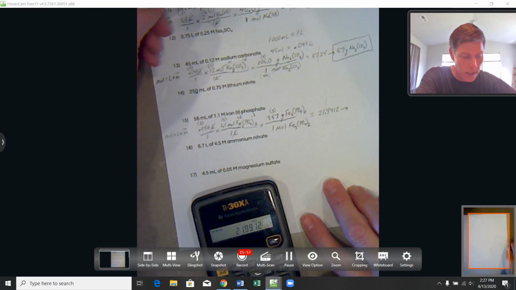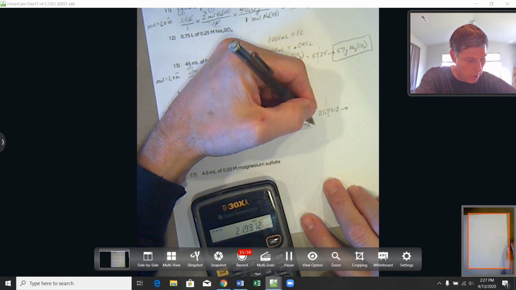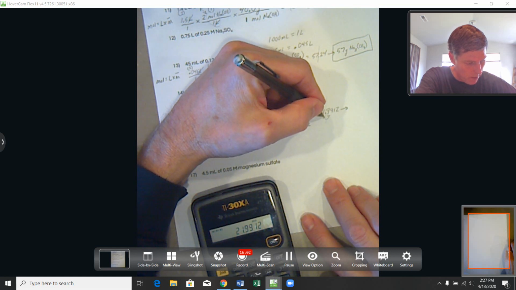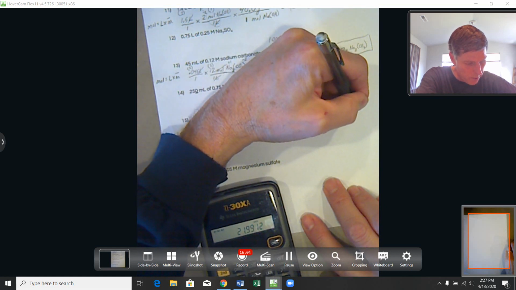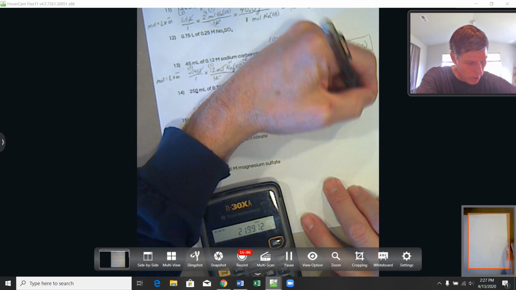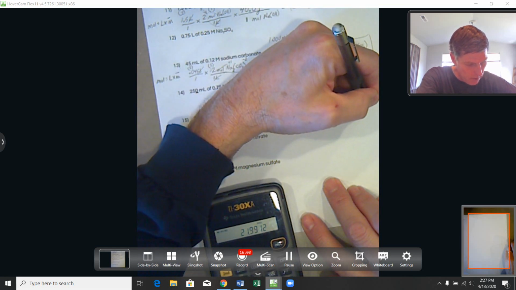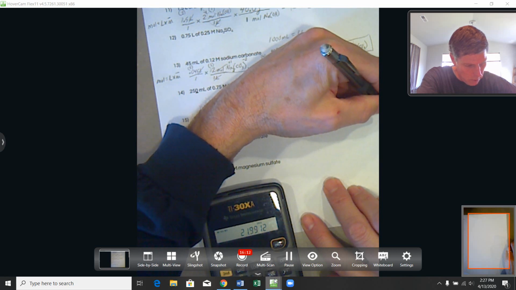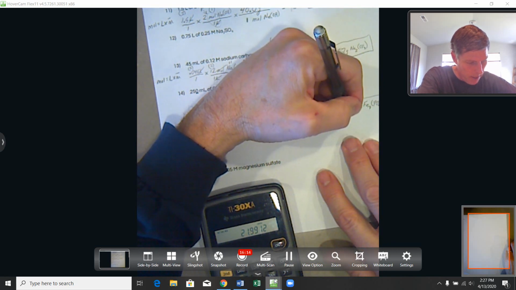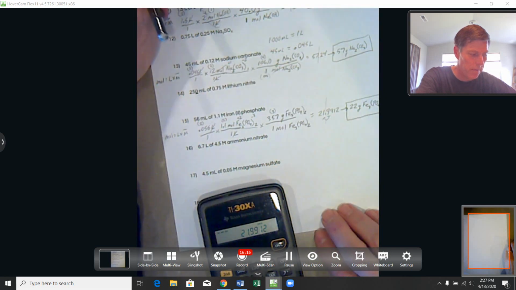Cut it right after the second one. I look one spot over. 5 or greater, so it does round. So that becomes 22. 22 what? 22 grams of Fe3(PO4)2. And that, my friends, is my final answer.